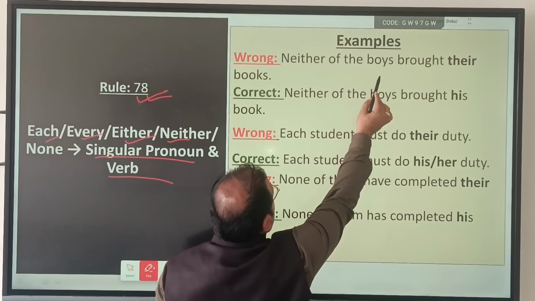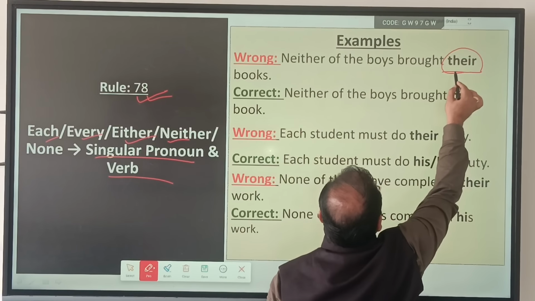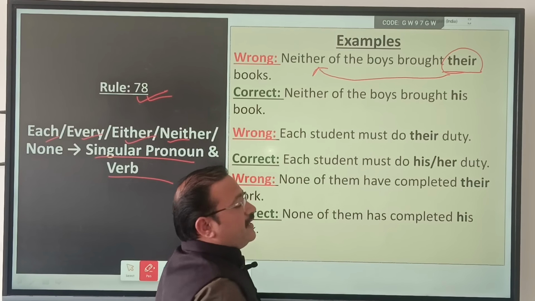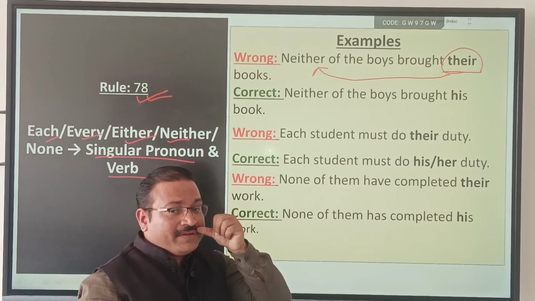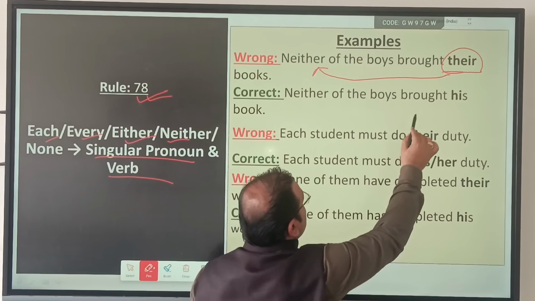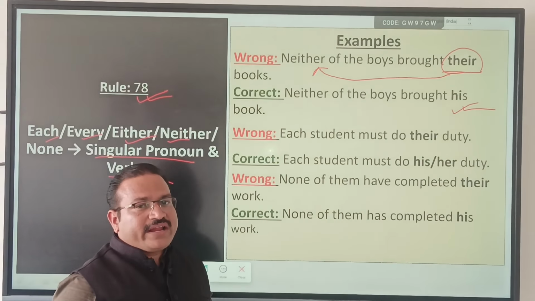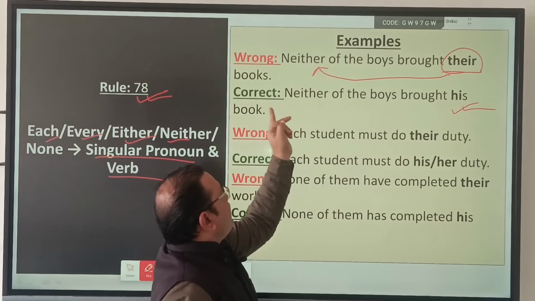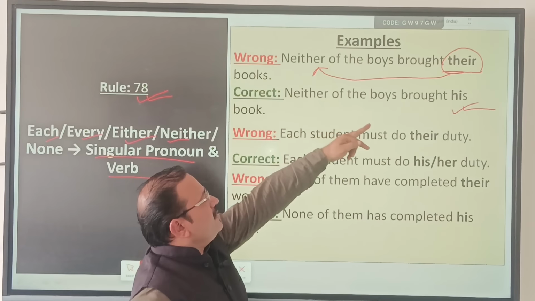Neither of the boys brought their. Now see here, their for what? Subject. Subject is what? Neither. I told you that the word before of is the main subject. So neither is singular. So for singular, what will we use? His. For singular, can we use their? No. So neither of the boys brought his book, because neither is the main subject.